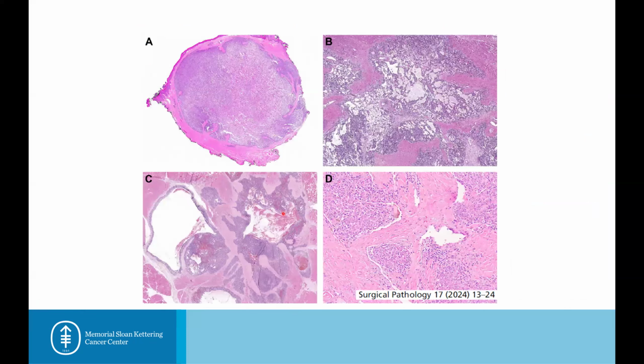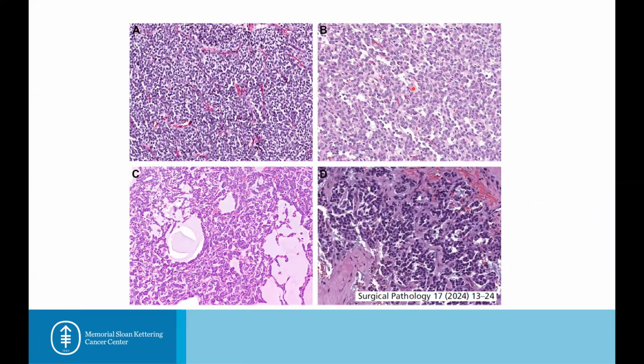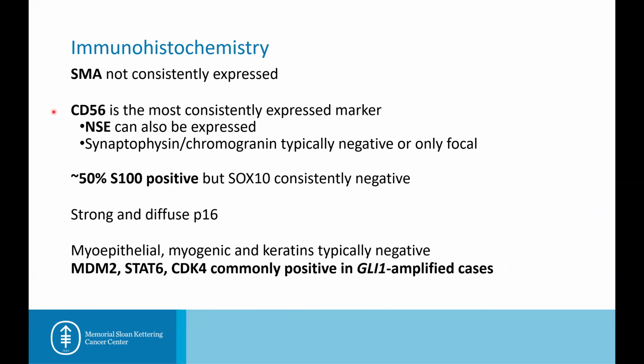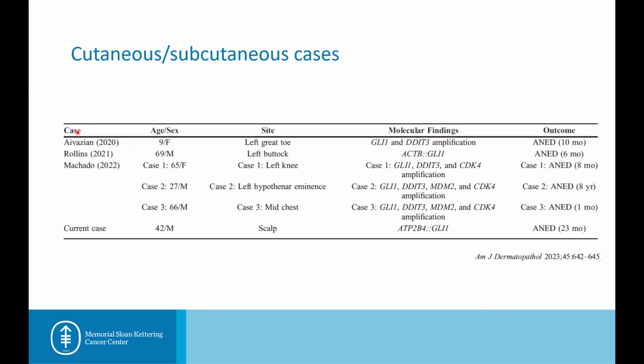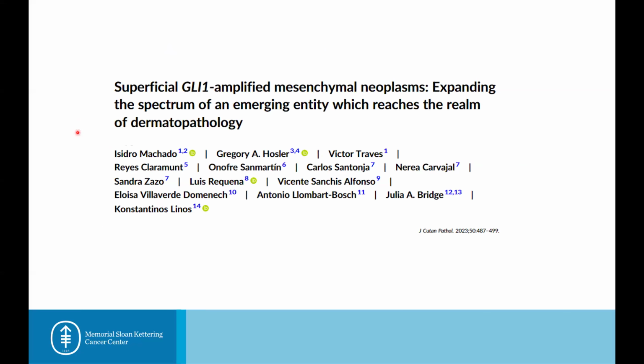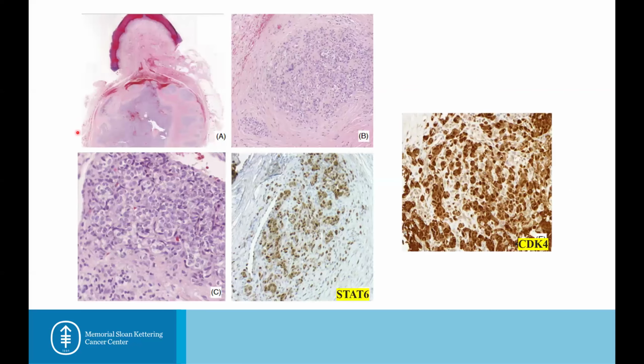It shows this multilobularity with fibrous bands. The cells are ovoid, monomorphic, glomoid cells with a mixed background and increased vasculature. It is consistently positive for CD56, which is not a specific marker, and can show S100 in half of the cases. But then it doesn't have a very specific immunophenotype. And there are genuine cutaneous reports, and we actually published a series of GLI1 amplified mesenchymal neoplasm. And again, you can see here this multilobulated growth pattern with fibrous bands and ovoid cells.